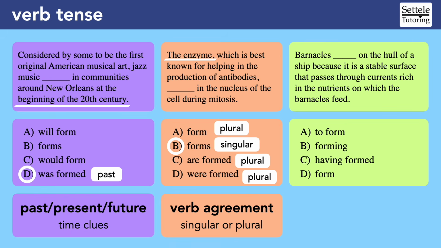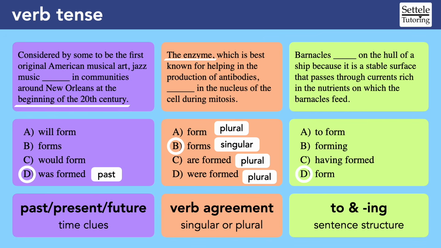Without much effort, my brain naturally moves toward choice D. Barnacles form on the hull of a ship. This has nothing to do with the time period of the sentence or whether the verb is singular or plural. Instead, I'm thinking about sentence structure. My name for this rule is "to and ing" because the answer choices will almost always include both the "to" version of the verb and an "ing" version of the verb.